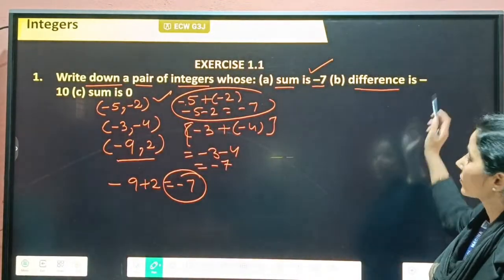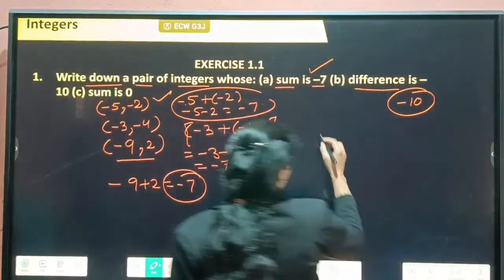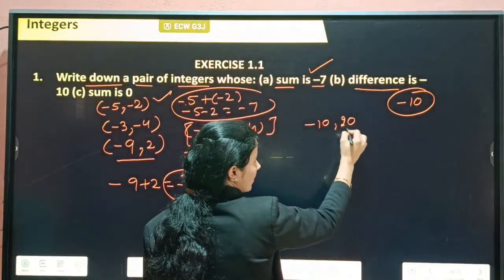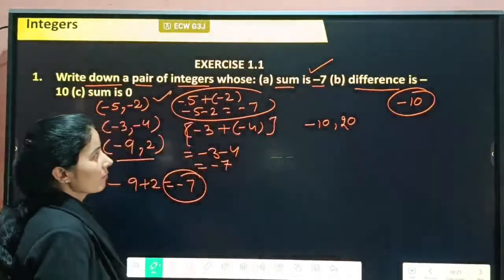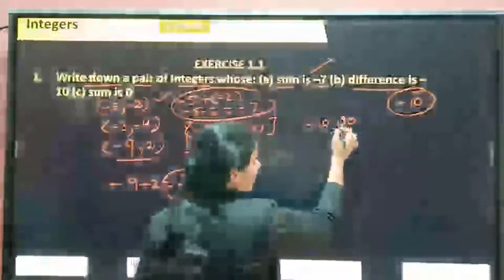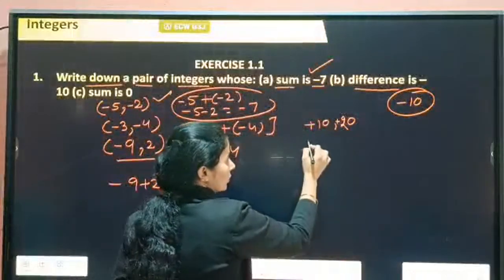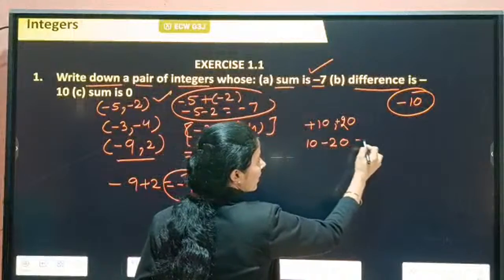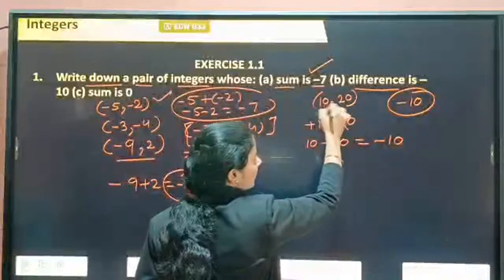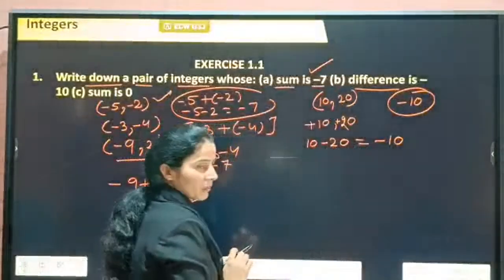Next, whose difference is minus 10. Difference should be minus 10. Consider 10 and 20, because the difference should be minus 10. So 10 minus 20, answer is minus 10. So one pair is 10 and 20. One pair is 10 and 20. So 10 minus 20, answer is minus 10.